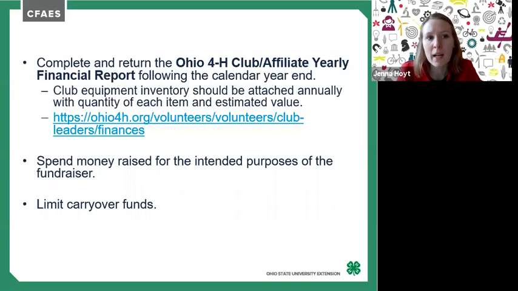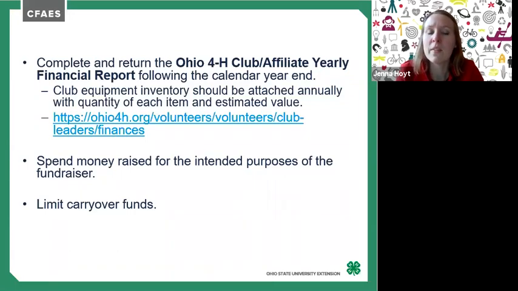And so some other reminders, it is the expectation that all clubs and affiliates are handing in a financial summary report for each calendar year, as Jeff mentioned before. Included with that should be the club equipment inventory. So if your club has things like bows or rifles, if your club has chutes or buckets or tents that belong to them, those need to be documented with the estimated value on that inventory form. And again, those forms can all be found on the volunteer section under club leaders and finances at ohio4h.org.